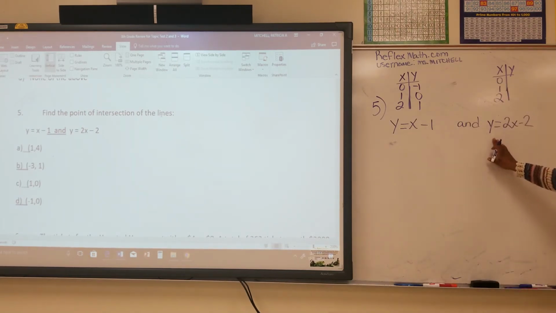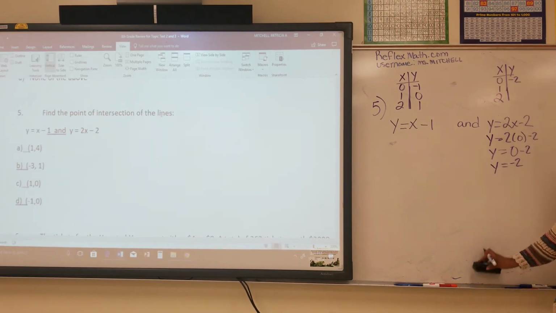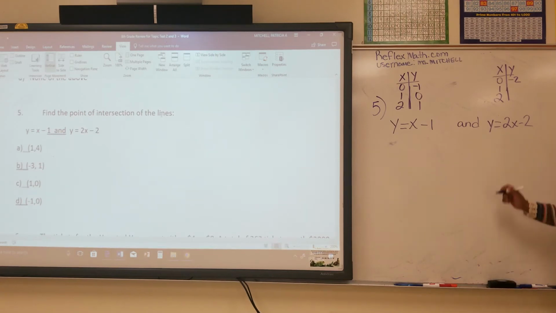Now let's move on to this one. If x is 0, two times 0 is 0, minus 2, so therefore y is equal to -2. What if x was 1? 2 times 1 is 2. 2 minus 2 is 0. Well, what about if x equaled 2?